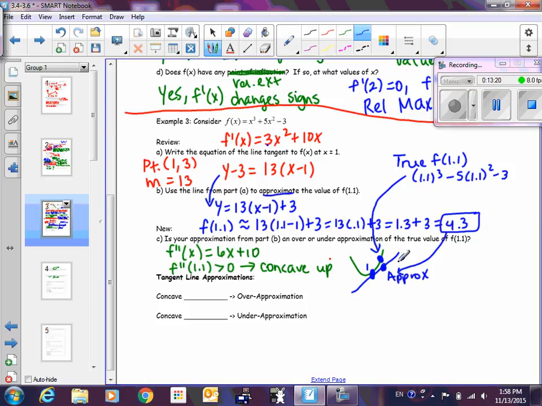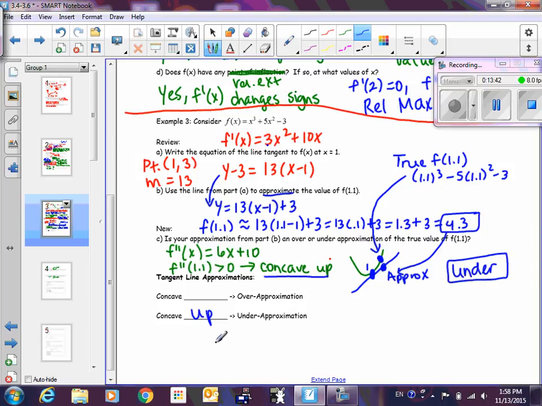And so see where that tangent line is? It's under the curve. Why is it under the curve? Because it's concave up. So this was an under approximation. It was an under approximation because the graph was concave up. And the only way I knew that is to analyze the second derivative at that x value.